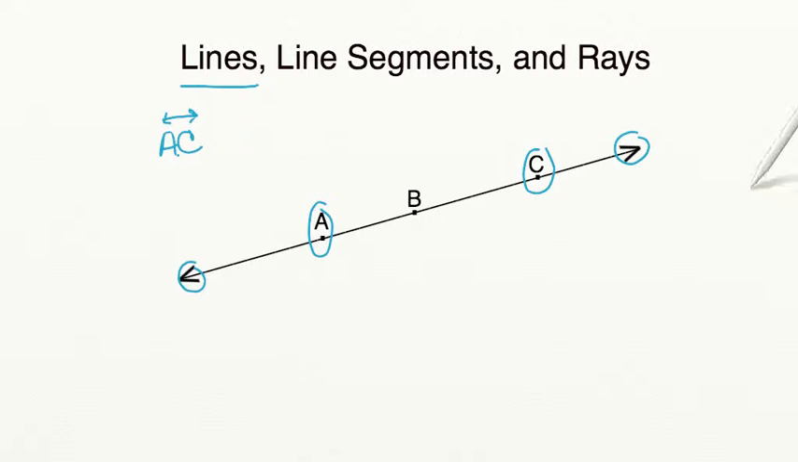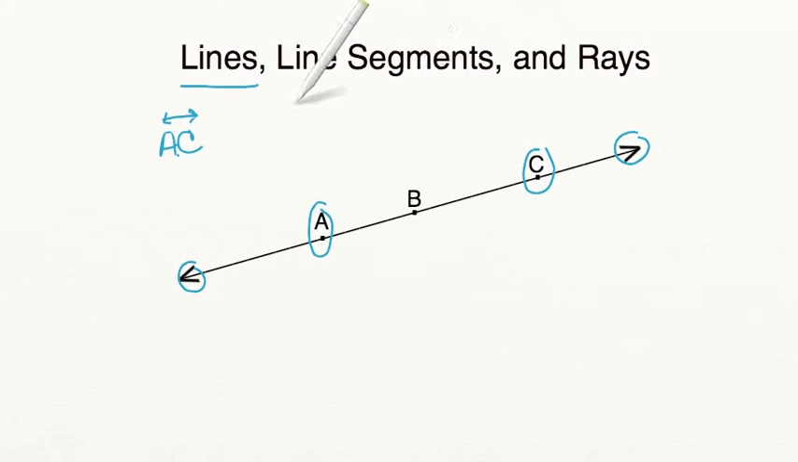Now there are many other names for this line because we have more than 2 points. We could also call it line AB, BC, or even go in the other direction and call it line CB or BA. As long as we make sure that we label it correctly by putting our line symbol above it.